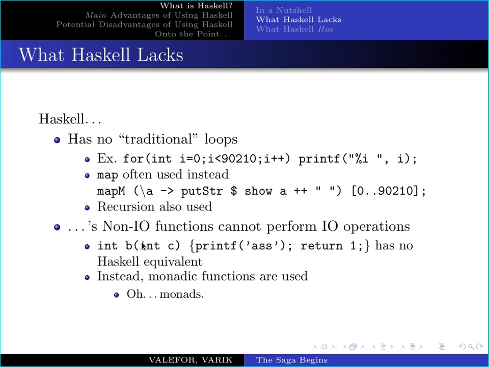Moving on to what Haskell lacks, the thing which I found to be the most jarring is Haskell's lack of traditional loops. Such things as for and while loops. Imperative languages such as C and Perl have these. Haskell does not. Instead, you have a number of potential solutions to these sorts of things in Haskell.